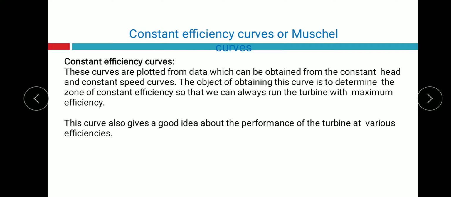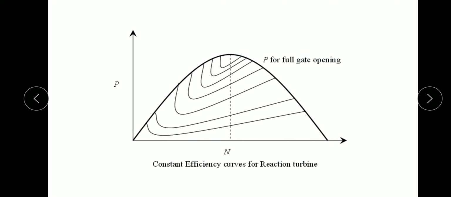Next one is constant efficiency curves. These curves are plotted from data which can be obtained from the constant head and constant speed curves. The object of obtaining this curve is to determine the zone of constant efficiency so that we can always run the turbine with maximum efficiency. That is the importance, very very important. This is a combination of main characteristic curves and constant speed curves, and these are useful in determining the constant efficiency zone where you will get the maximum efficiency.